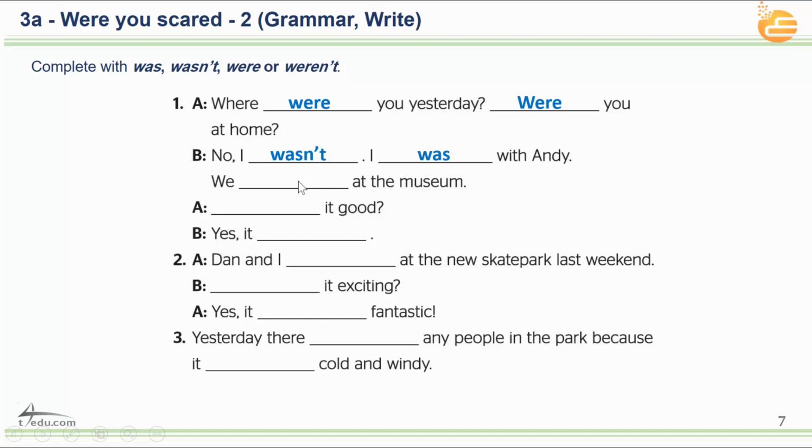We were, exactly, at the museum. We, plural. A. It's good. So I'm talking about the museum. One museum. The museum. It's good.